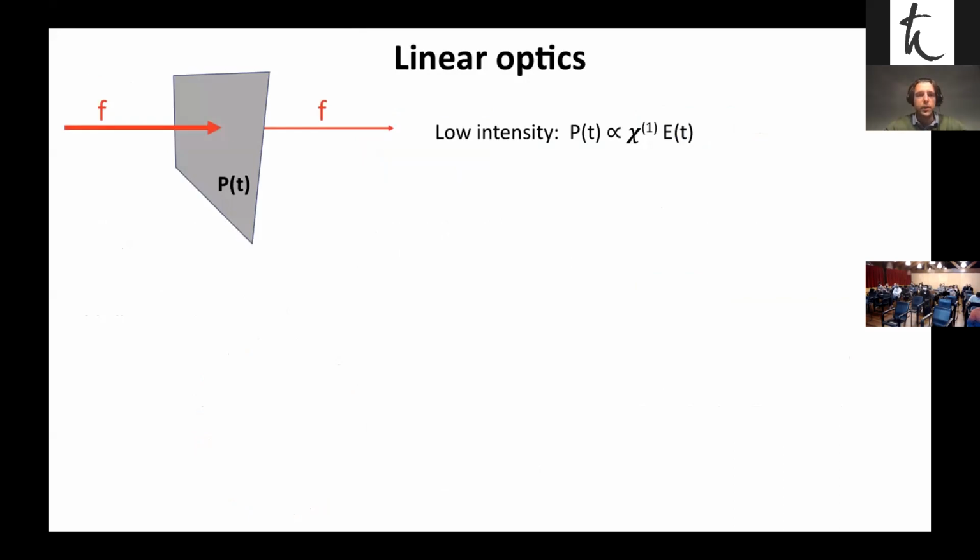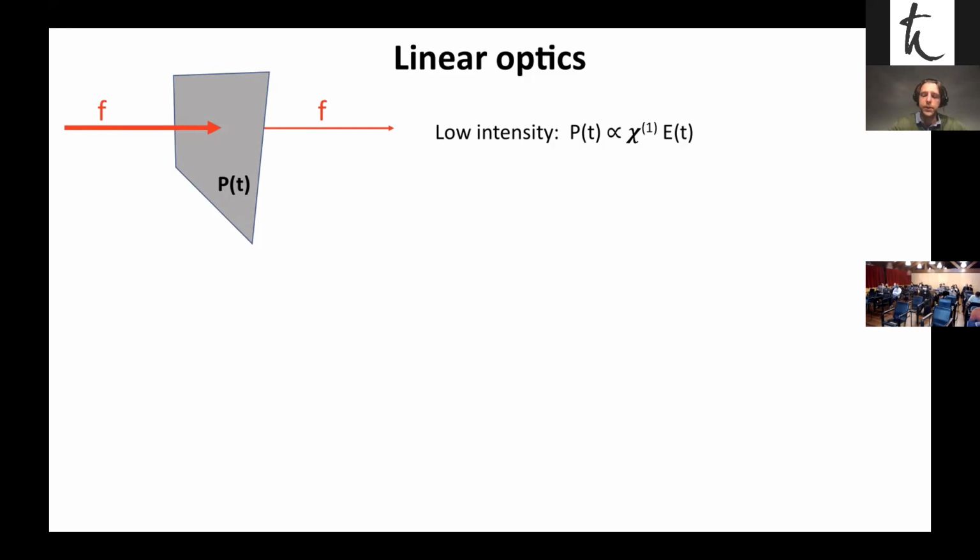I will go through this very quickly, this is for the non-experts and students in the room. If you have a material and you come in with low intensity light with a certain frequency, then after the material you have light with the same frequency, typically a bit less intense. That is because you create a polarization in the material which follows this electric field. This is governed by the linear susceptibility, a complex constant that includes both absorption and refraction in this single constant.